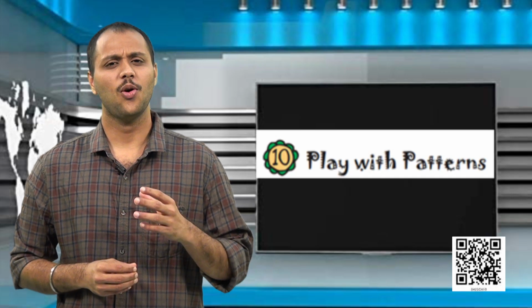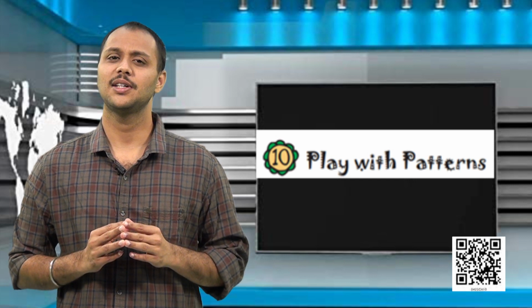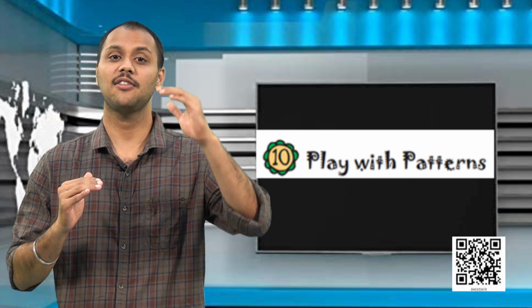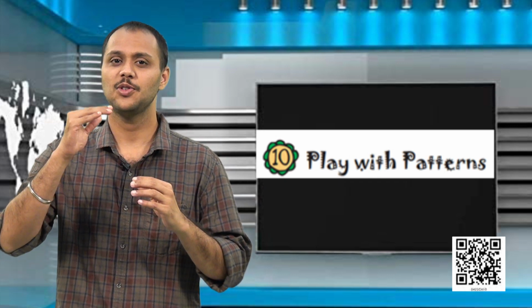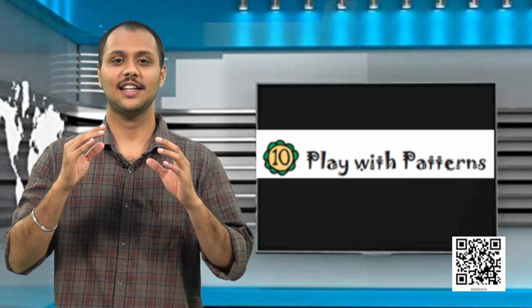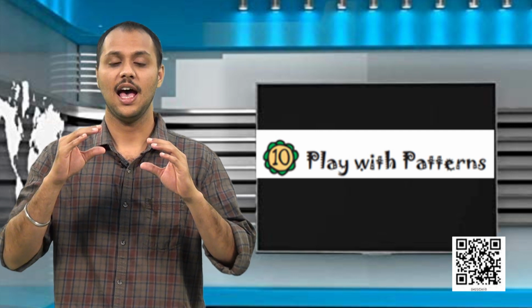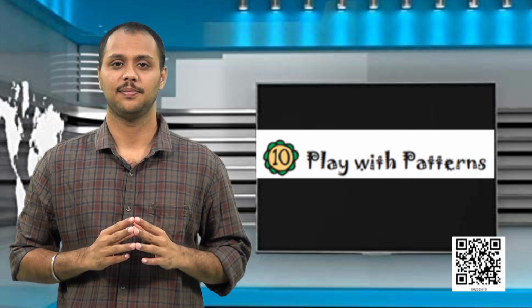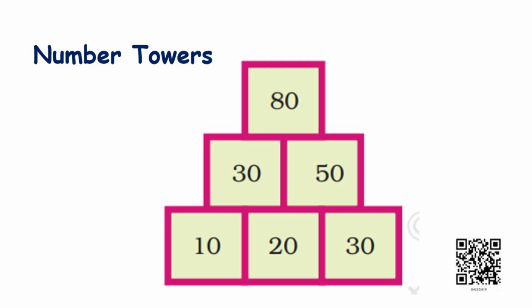Now, is it the only possible way to arrange numbers? No, we can also arrange numbers as number towers. Just like the towers which you have seen, the buildings, just like that we will arrange numbers as number towers. Let us see few of them. Observe this number tower carefully and identify the rule used to form this number tower.